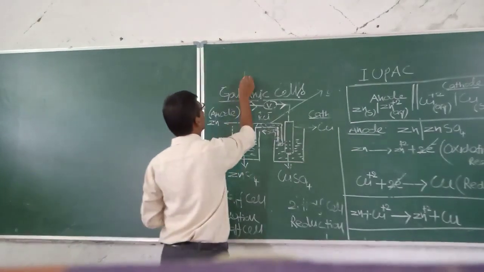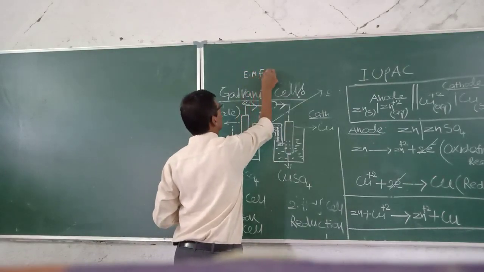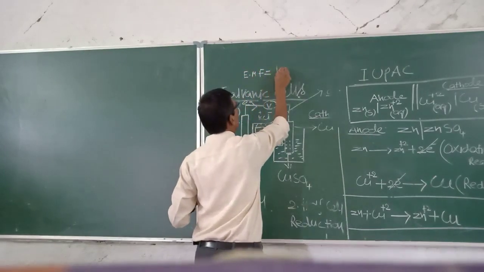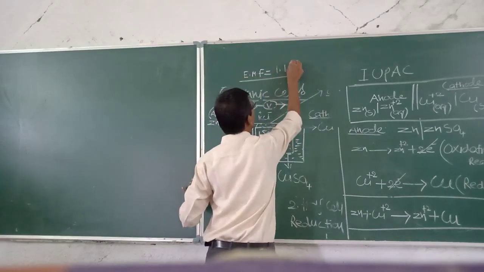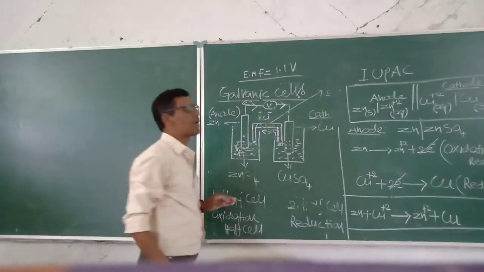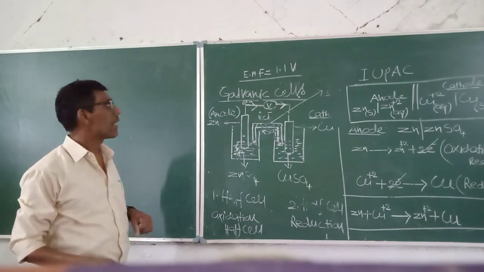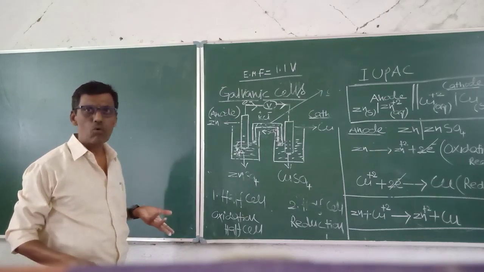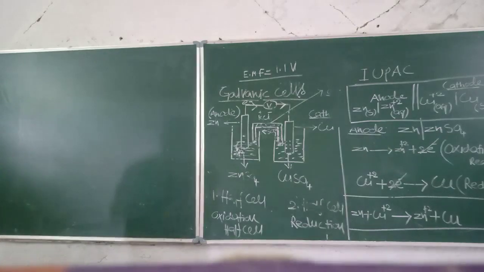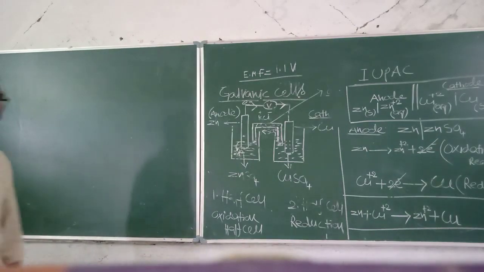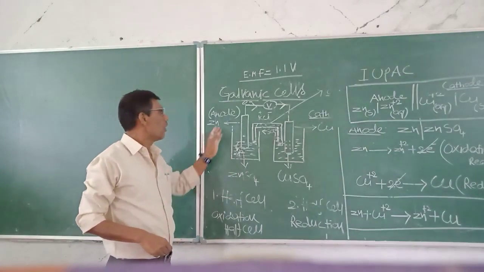And the EMF of this cell is found to be, it is measured as 1.1 volts. So what do they mean by EMF? How do you get 1.1 volts of EMF? We will discuss that in the next class.